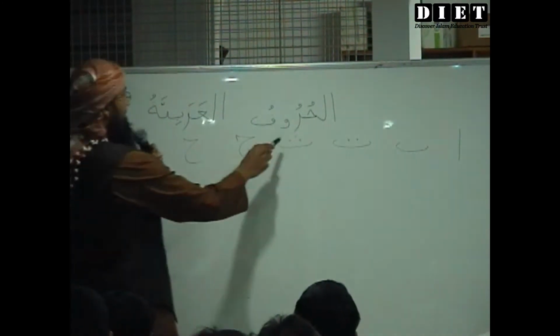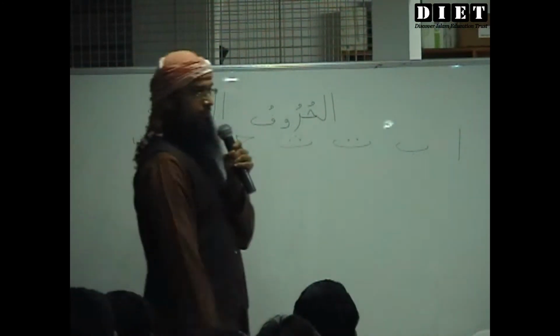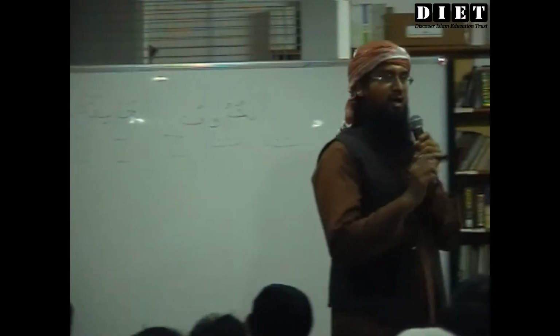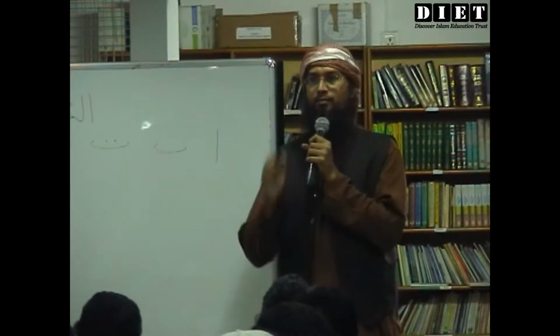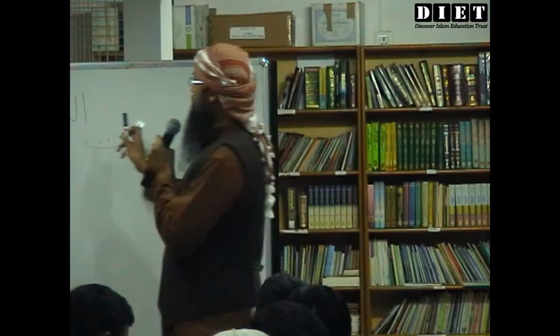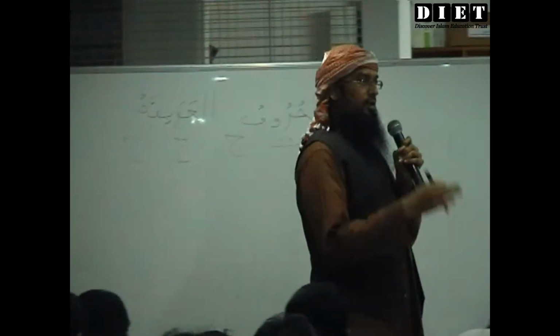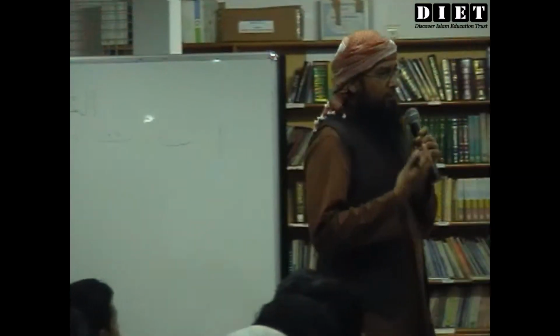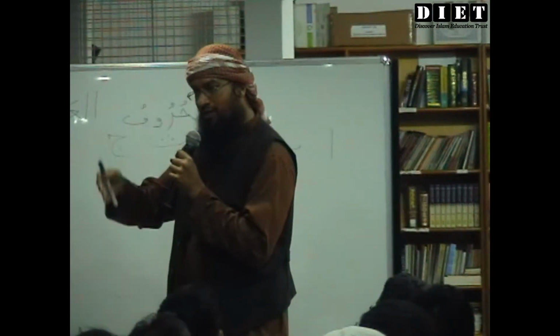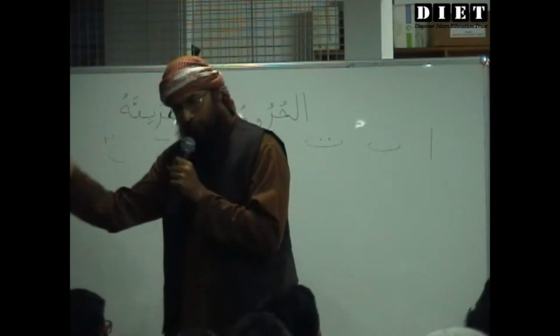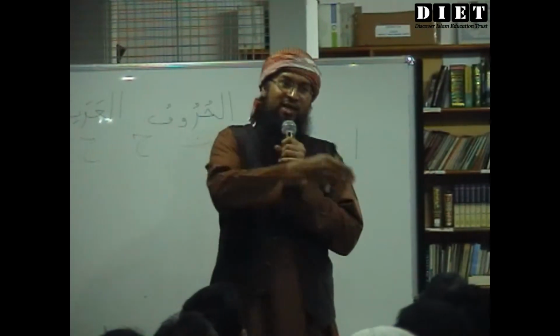Alif, ba, ta, tha, jim, ha, kha. 1, 2, 3, 4, 5, 6, 7. Okay? Now, I want you to just do something so that you get it in your mind. 1, 2, 3, up to 28.